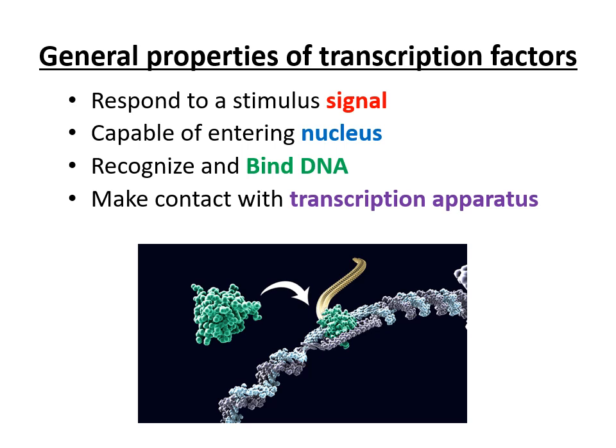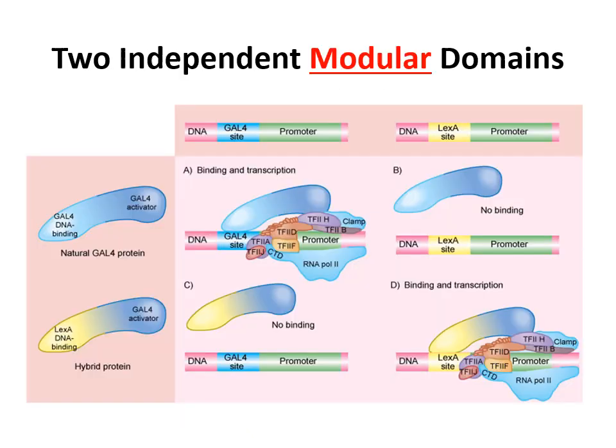Now, when I say respond to a stimulus signal, a lot of times this simply means the presence or absence of a particular nutrient or substance. For instance, when we talked about prokaryotic gene regulation, the presence or absence of things like glucose or lactose, certain sugars, can be the kind of signal we are talking about when we highlight the idea of responding to a signal for transcription factors to get to do what they do.